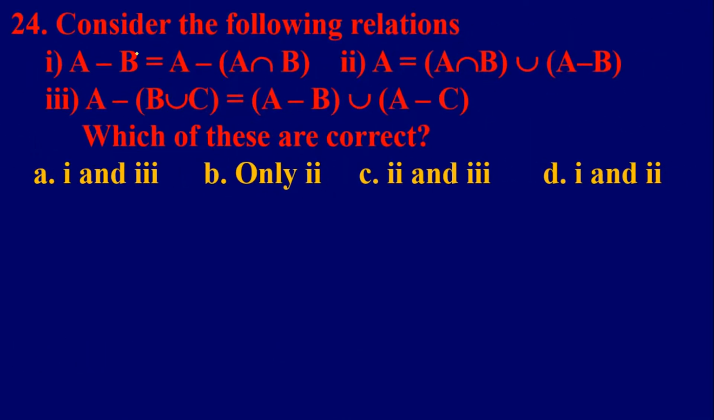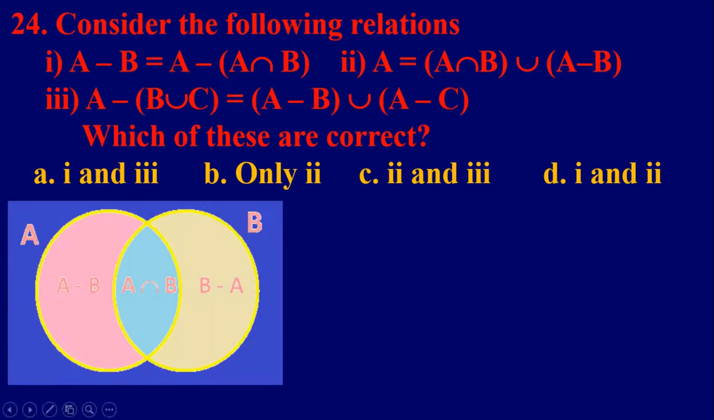So next question. Consider the following relations. First, A minus B equals A minus A intersection B. Second, A equals A intersection B union A minus B. And third, A minus B union C equals A minus B union A minus C. Which of these are correct? So we draw a Venn diagram for this. First we consider two sets. For two sets A and B, this part is A minus B, this part is A intersection B, and this part is B minus A.